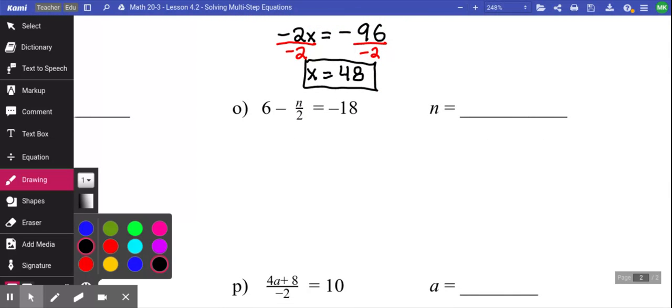For O, this is one of the harder ones. This is an invisible plus 6. So when I go to move that, I actually need to subtract 6 from both sides. That negative sign right here is actually attached to the n. It is not part of the 6. So I need to subtract 6 from both sides. That gives me negative n over 2 equals negative 24.